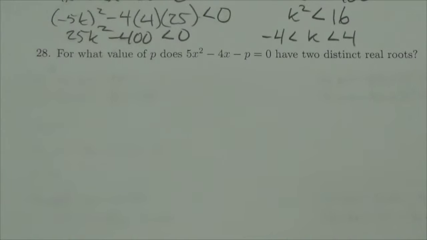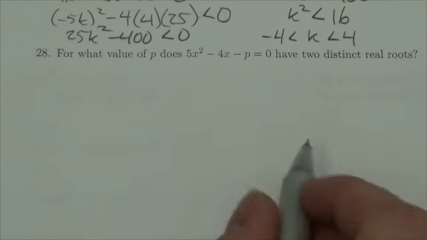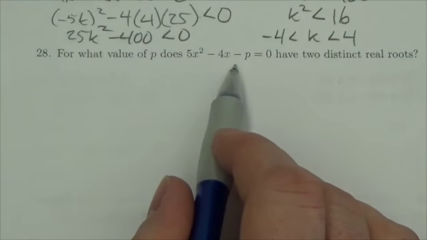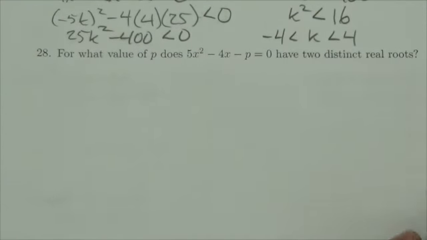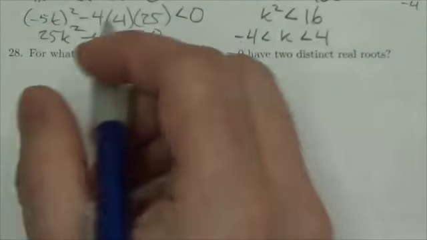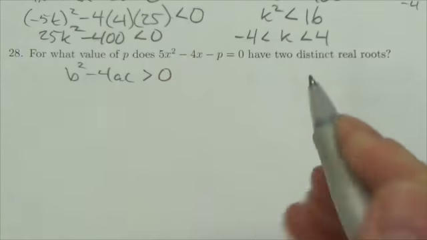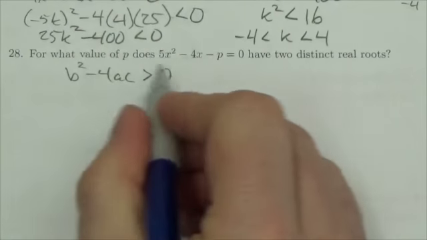Okay, hi everybody. We're working through the quadratic functions and equations review. We're on question 28. For what value of p does 5x squared minus 4x minus p have two distinct real roots? Okay, well they have two distinct real roots. That means our discriminant has to be greater than zero. So now we just grab the pieces out of there.